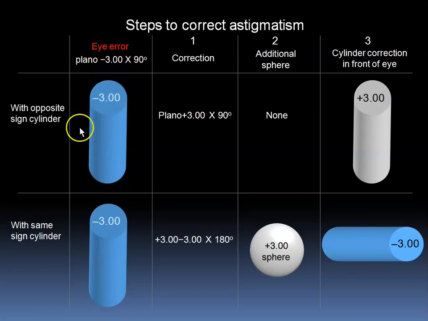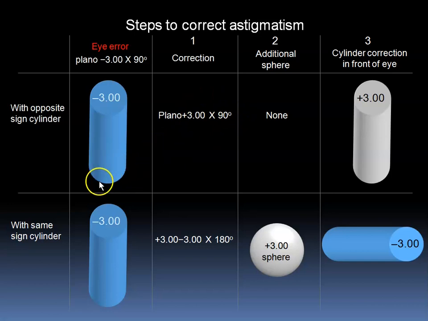The eye is deficient in this amount in the 90-degree axis of the long axis of the cylinder, which prevents clear vision. We can put a cylinder of opposite sign parallel to the original eye error in front of the eye in order to neutralize it. We would describe this as a plano, which is 0 sphere plus 3 diopter cylinder at 90 degrees.